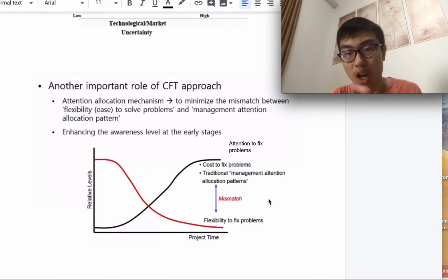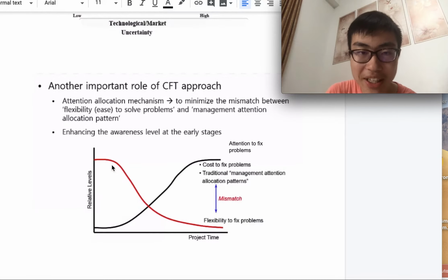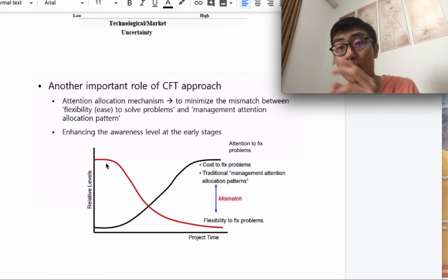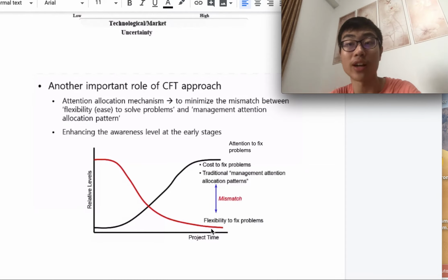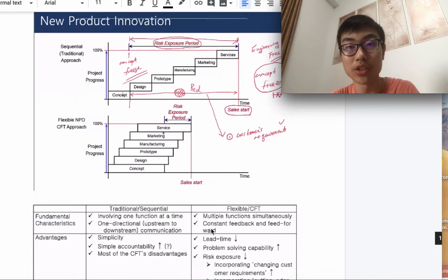However, at the end, this is also where the managers and the company have a higher awareness level of the product. So what do I mean by that? There's actually a contradiction. The flexibility is higher when the product is still at the start stage, when the company has just initiated the product, and the flexibility is the lowest when the product is launched in the market, at the service stage.